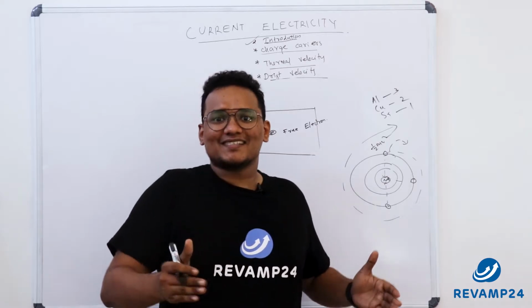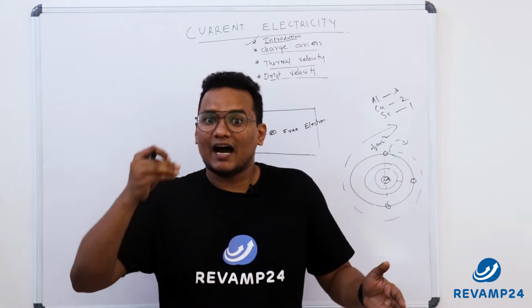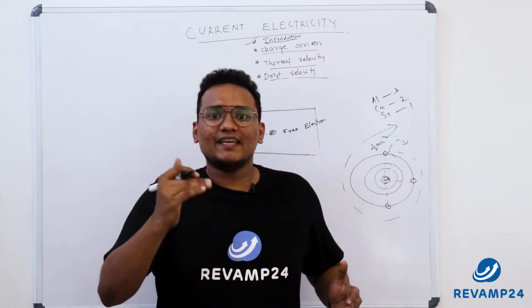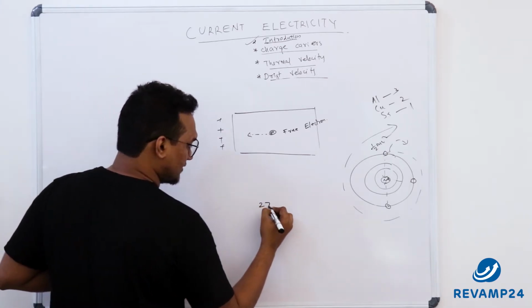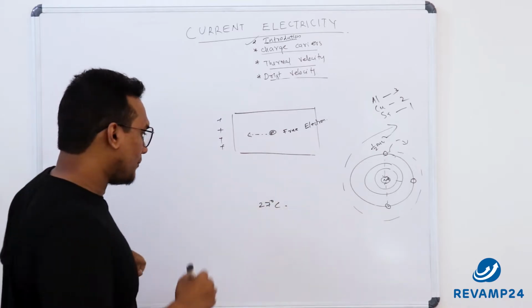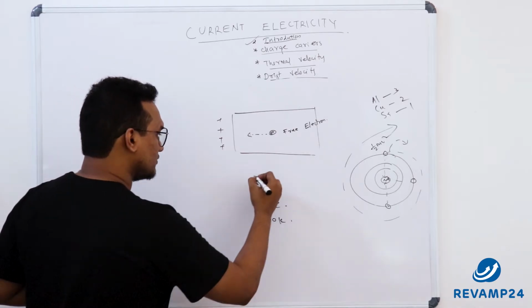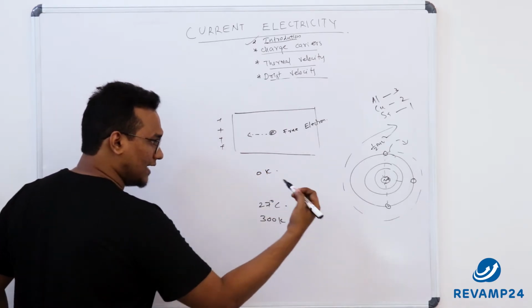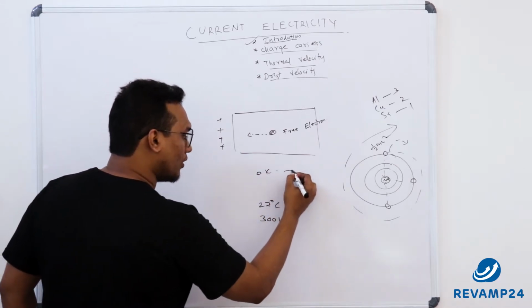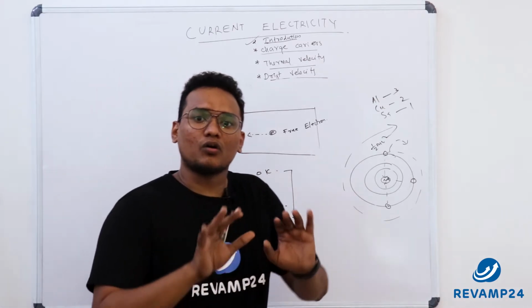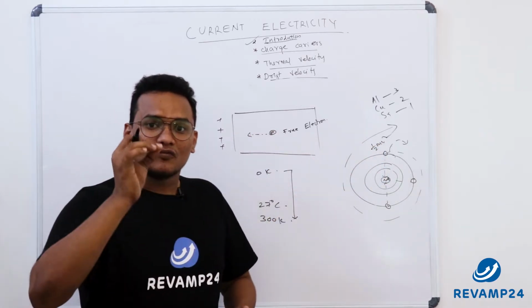But the thing is, by nature, at atmospheric temperature, all the conductors are already in an excited state or already heated. Let me explain it to you. What is atmospheric temperature? 27 degrees Celsius, right? When I am measuring in Kelvin, that is 300 Kelvin. What is absolute zero? 0 Kelvin. Basically, when we are keeping an element at atmospheric temperature, it is already heated to 300 Kelvin, or already in an excited state. Or I can say that there are a lot of electrons which are free electrons.